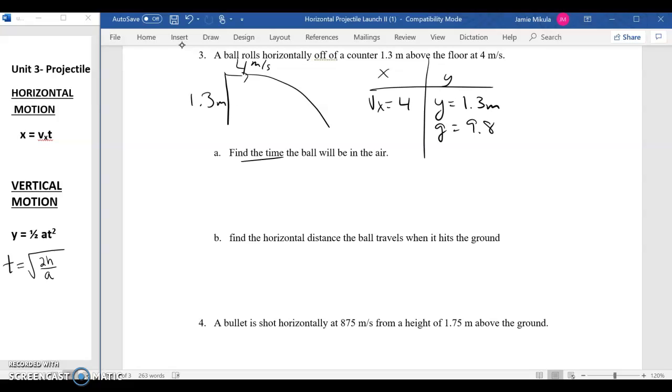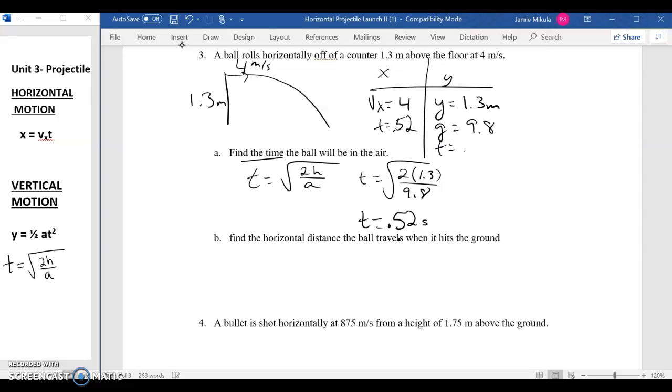Remember, we have gravity in the y direction. First thing we want to look at is how to find time. We're going to use that same formula because we're given the height, t equals square root 2h over a. t equals square root 2, the height is 1.3, and gravity is our acceleration. So 2 times 1.3 is 2.6 divided by 9.8 is 0.265. Take the square root of that number and you get t equals 0.5, I'll round that up to 0.52 seconds. I can put that in both x and y, 0.52.